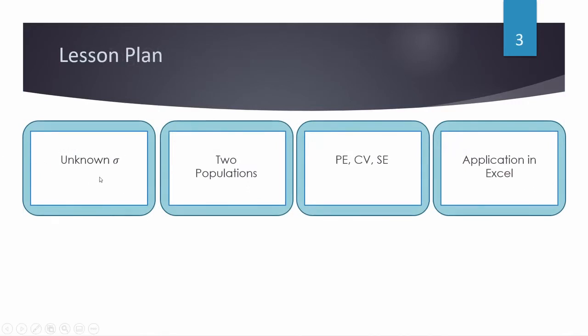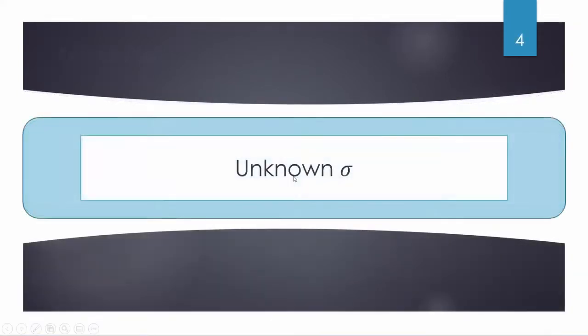Like I said, we're going to jump right into what happens if sigma is unknown in a simple situation. We're going to look at a two population hypothesis test confidence interval question. We're going to recognize that we're looking for the same statistical objects every time and do a little bit of work in Excel.